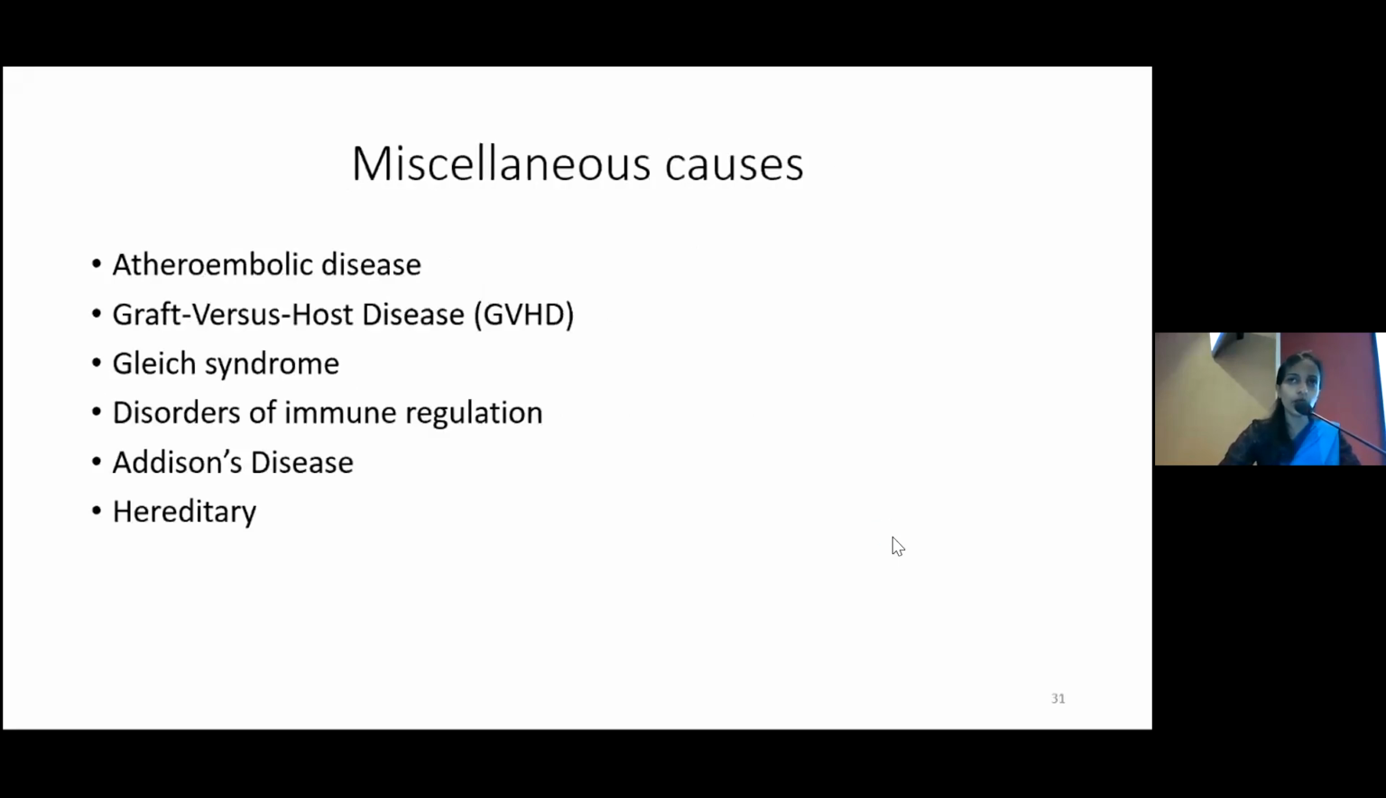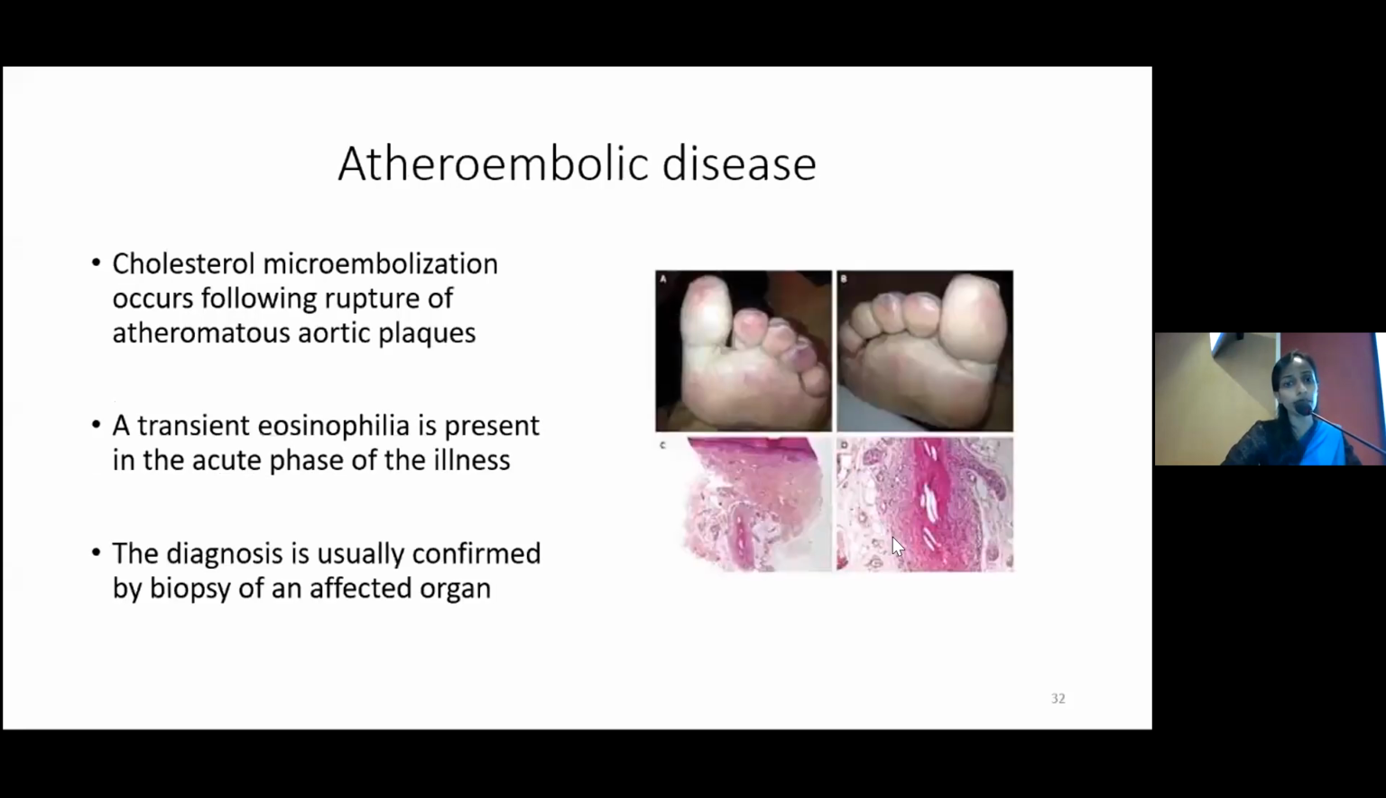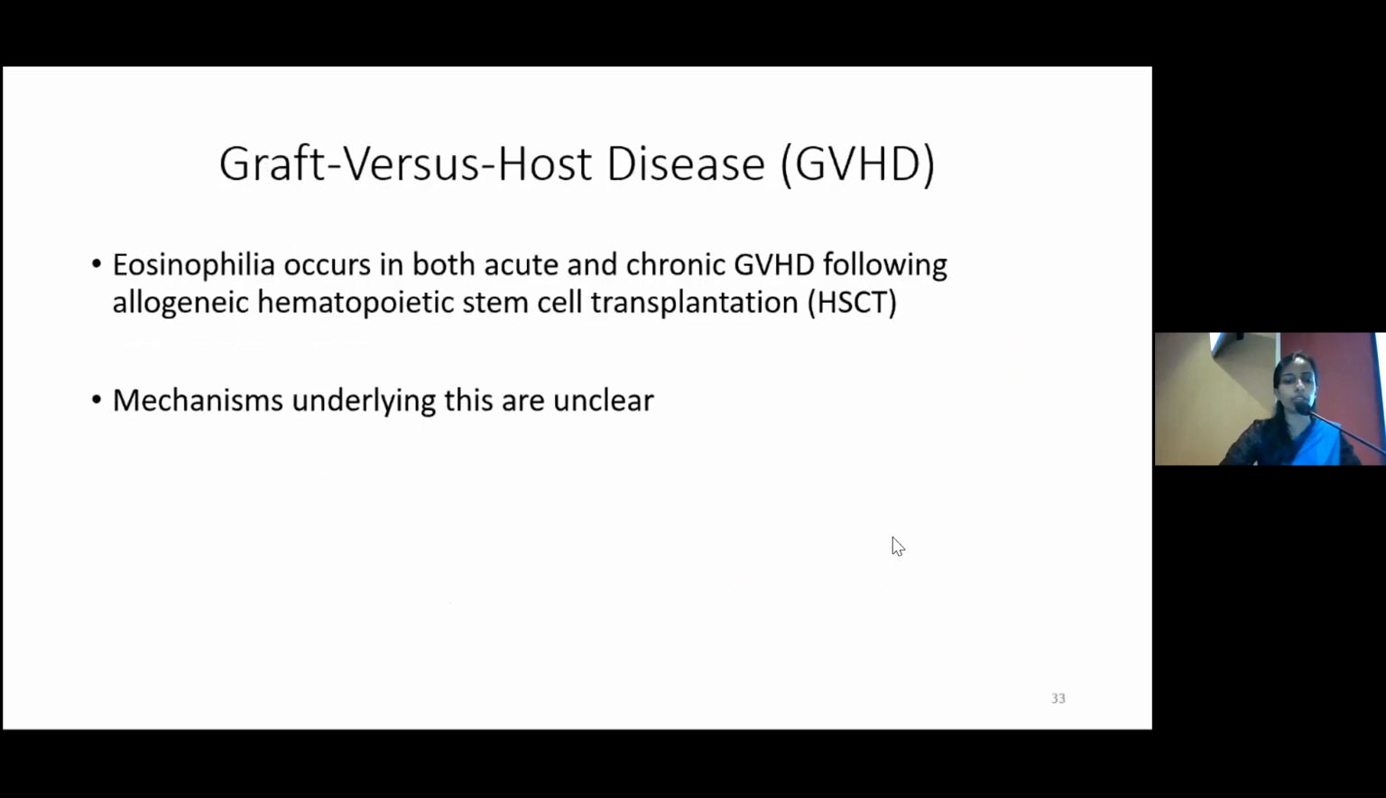So I have mentioned a lot of systemic secondary causes. Apart from them, there are several other miscellaneous causes associated with eosinophilia. One such cause is atheroembolic disease, which occurs following cholesterol microembolization. So these patients usually have a transient eosinophilia, mainly in the acute phase of the illness, and diagnosis is made by biopsy of the affected organ.